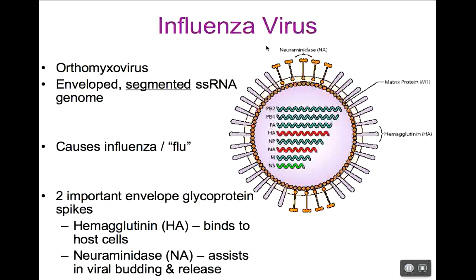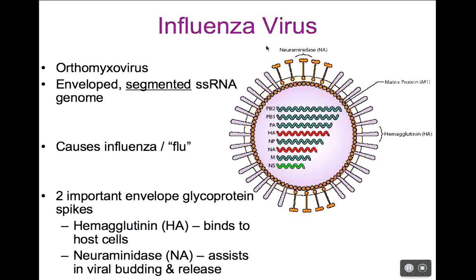All right, so there's the structure. Individual genomic segments, different genes are encoded on different segments. Hemagglutinin is the spike, neuraminidase is the protein for maturation, and we can describe influenza viruses according to their type of hemagglutinin and their type of neuraminidase.